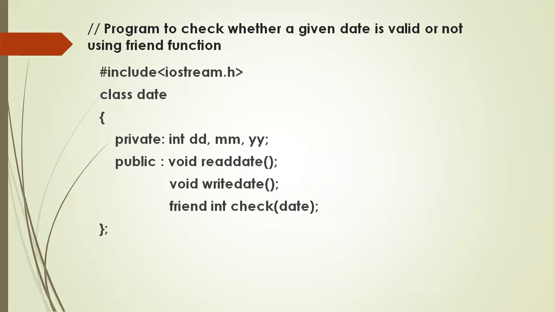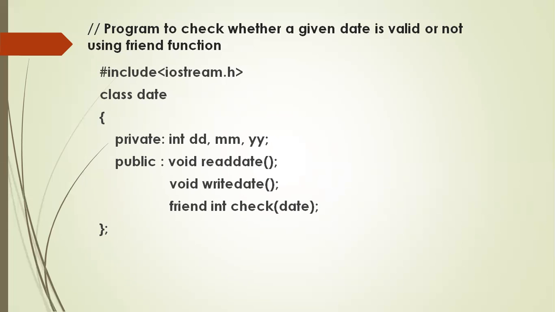We know how to write the date: date part / month part / year part. Next, you write a function called check that accepts one object of date class. If the given date is valid, it returns 1. If the given date is invalid, it returns 0. The return value from the function is 1 or 0, which means the return type is int, and you have to prefix it with the keyword friend, indicating that it's a friend function.